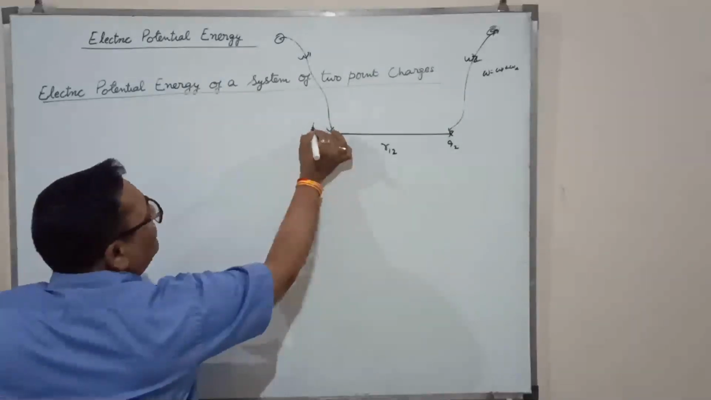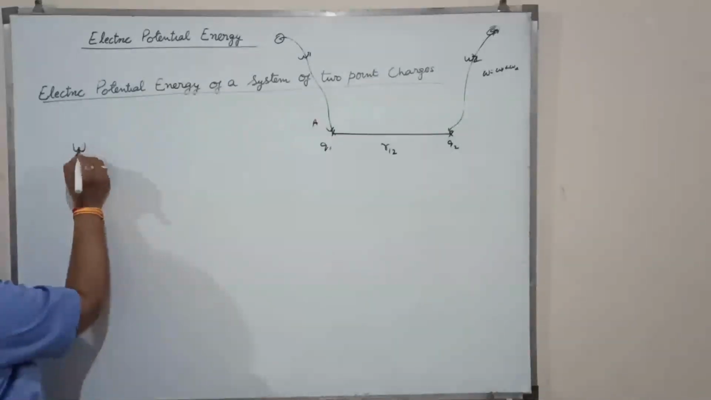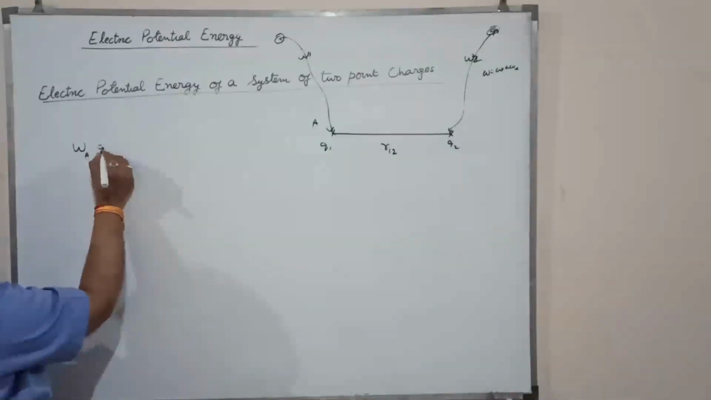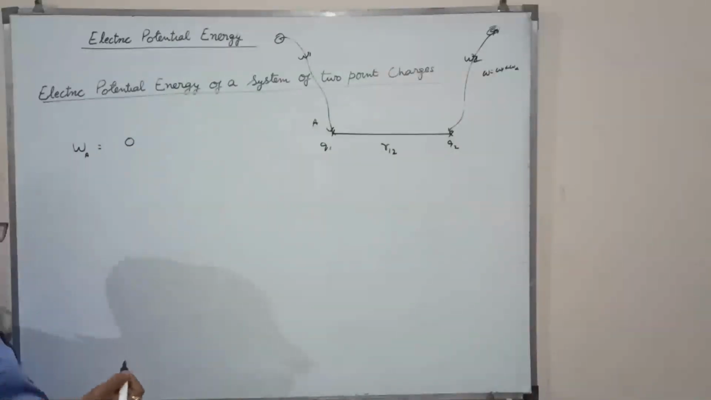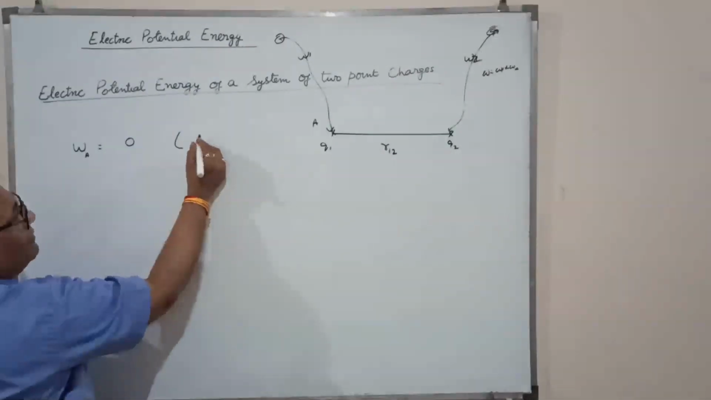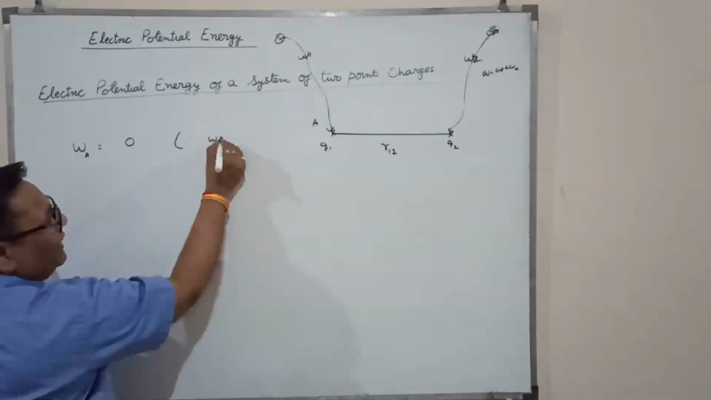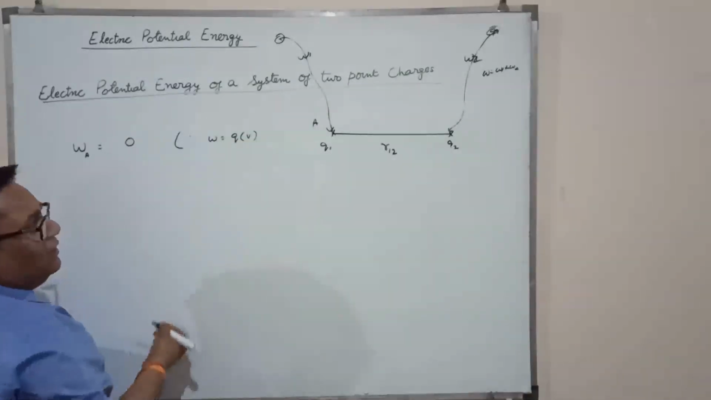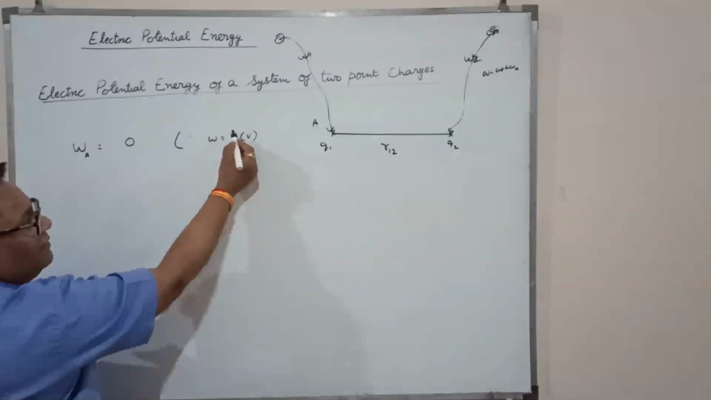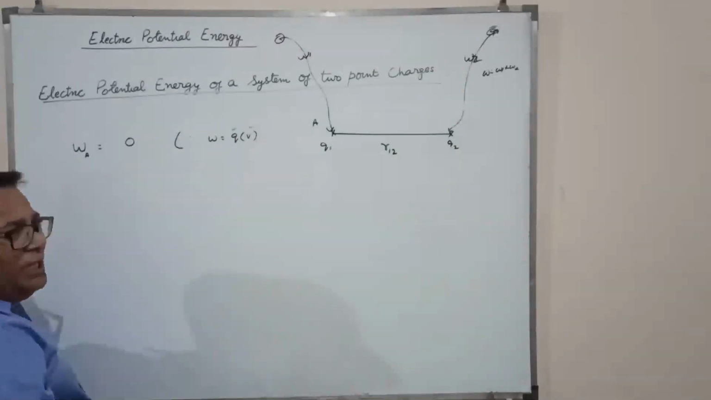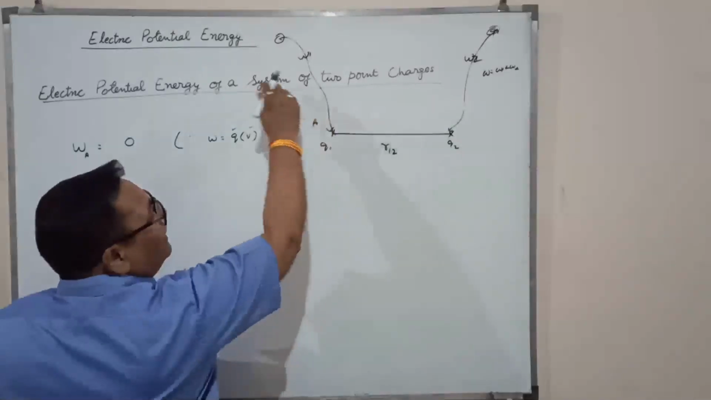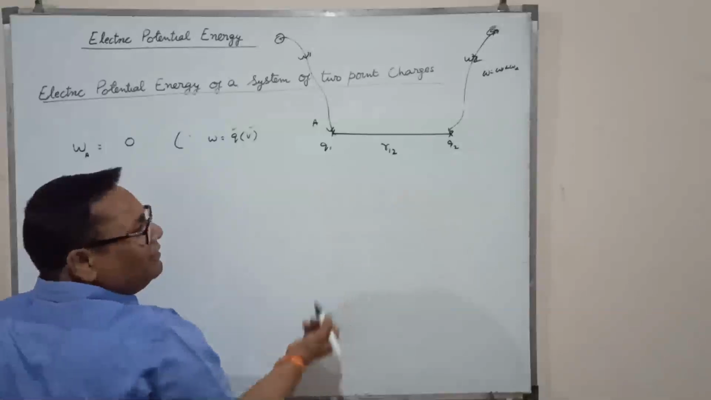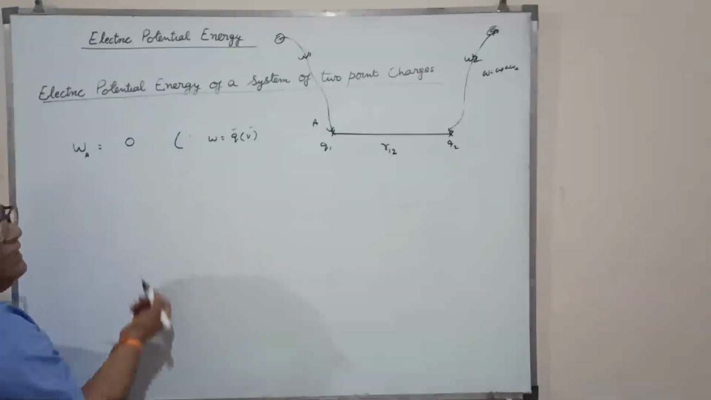Now to bring the Q1 charged particle from infinitely large separation to its respective position, that is, for example, A, the work done WA is equal to 0. Reason: the work done is equal to Q into V. This is charge multiplied by potential. Here, if there is no charge in the system, then the potential at this point is 0. Therefore, the work done is 0.